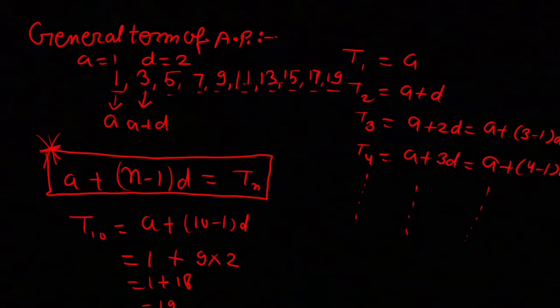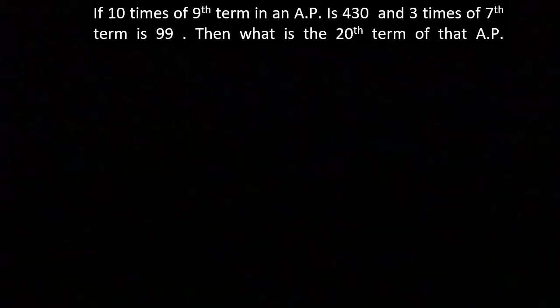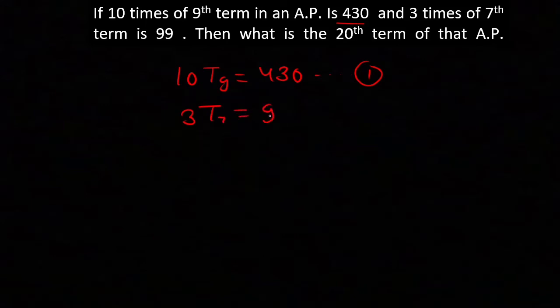Okay, now let's do some questions on this. It is given that 10 times the 9th term of an AP is 430, so 10 times T9 is equal to 430. This is equation number 1. And 3 times the 7th term is 99. This is equation number 2. Then what is the 20th term?